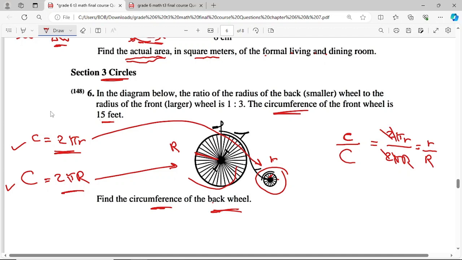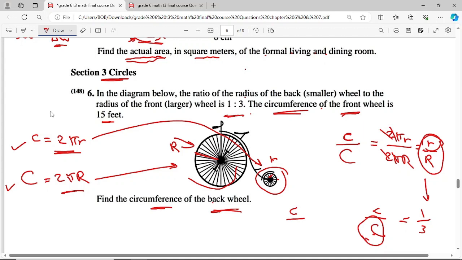Okay, and it is given to me that the ratio of the smaller wheel, which is r, to the larger wheel is 1 to 3. So that means r over capital R is 1 to 3, right? So this is C small, the circumference of the small wheel, and this is the circumference of the larger wheel. Okay, and it says the circumference of the front wheel, which is the larger one, is 15 feet. That means this one will be 15. So C over 15 will be equal to 1 over 3.